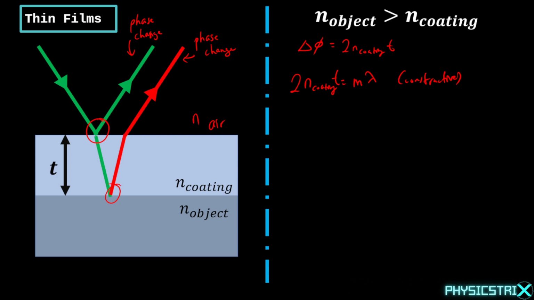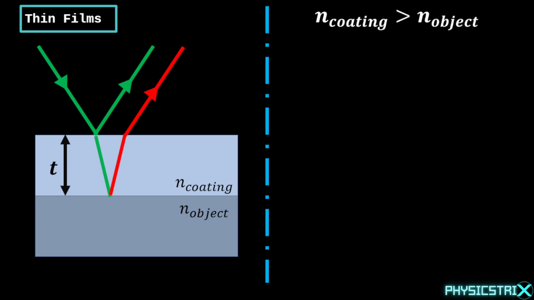Now let's look at the opposing case. If the refractive index of the coating is higher than the object, then we will experience a phase change for the first one, and no phase change for the second one. Again, because the refractive index of air is lower than the refractive index of the coating, there is a phase change here. However, because the object has a lower refractive index than the coating, there is no phase change here.